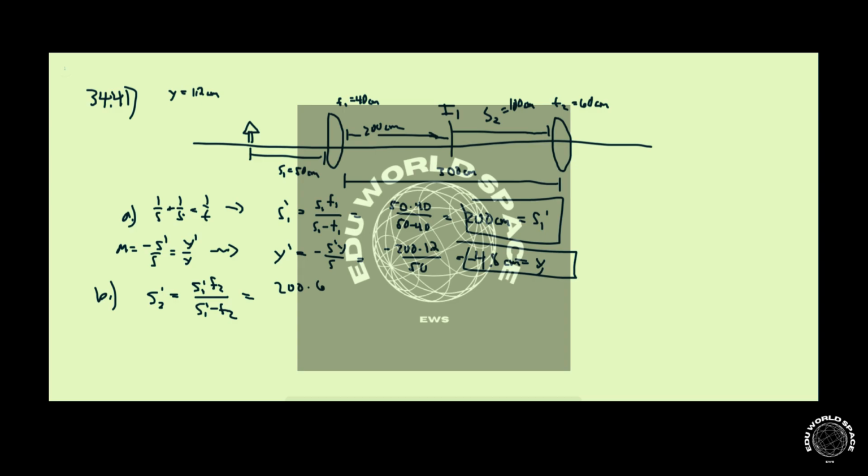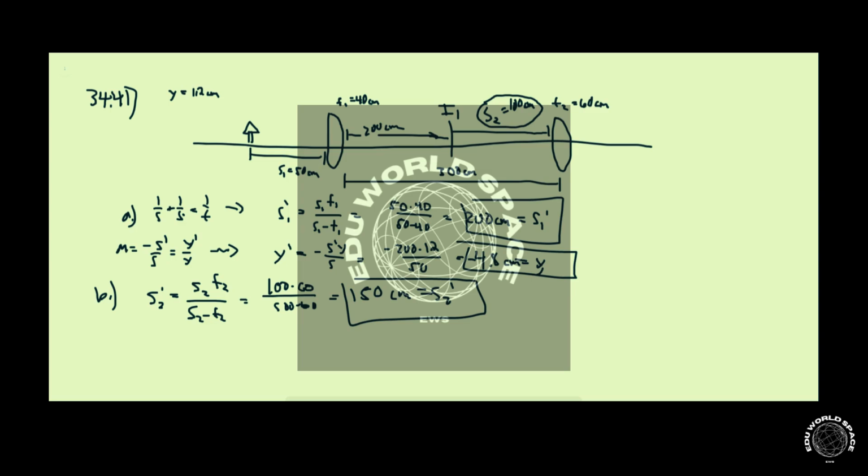Oop, my bad. This isn't quite S1 prime, right? Because of where the lens is. S1 prime is 200 to the right of the first lens, but that's equivalent to 100 left of the second lens. So let's roll this back a little bit and call this S2, because they are actually different, as I wrote up there. So S2 F2 over S2 minus F2. We can see here that S2 is going to be 100. So this is 100 times 60 over 100 minus 60. And this equals 150 centimeters.